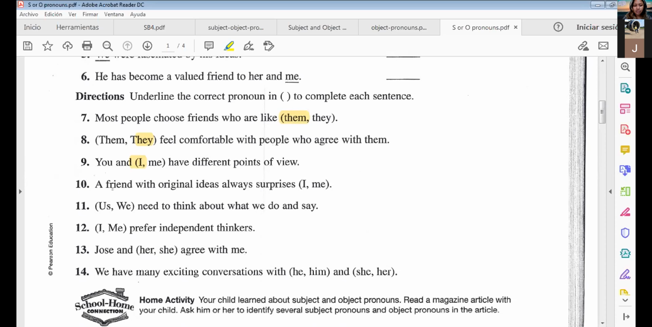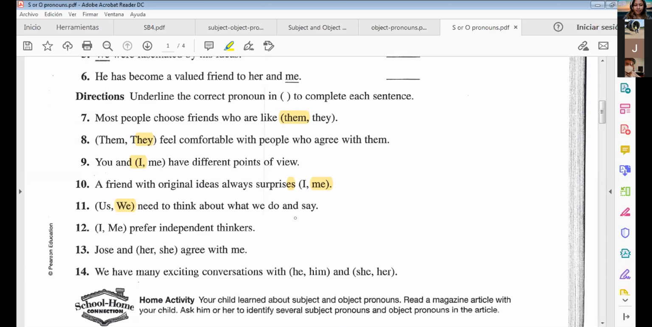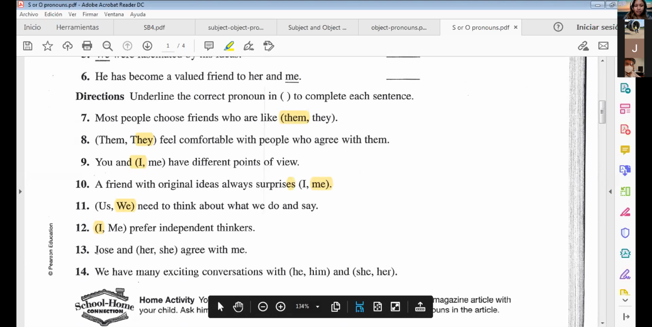Okay, 10. A friend with original ideas always surprises me. Me. Surprises, right? Yes, very good. Us or we need, what do we say? We need to think about what we do and say. Good. I or me prefer? I prefer independent thinkers.